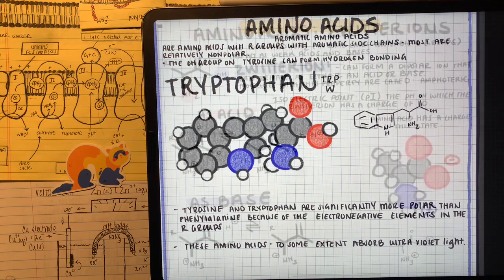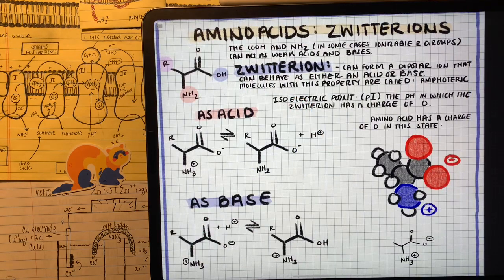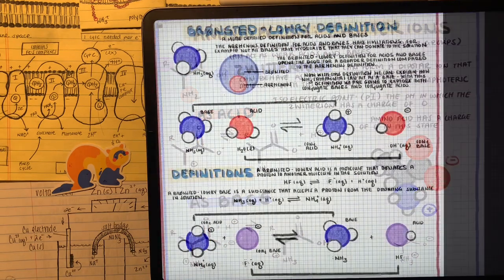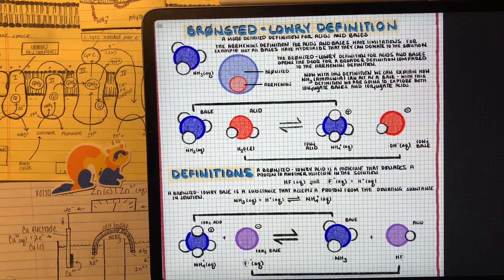Now, I know I just listed all 20 of the most common amino acids and their properties, and that was kind of a lot, but let's talk about one more property of amino acids, the fact that they can act as both weak acids and bases. Remember, with the Bronsted-Lowry definition of acids and bases, a base is going to accept a proton and an acid is going to donate a proton. We can see here ammonia is accepting that proton and water is giving it up.